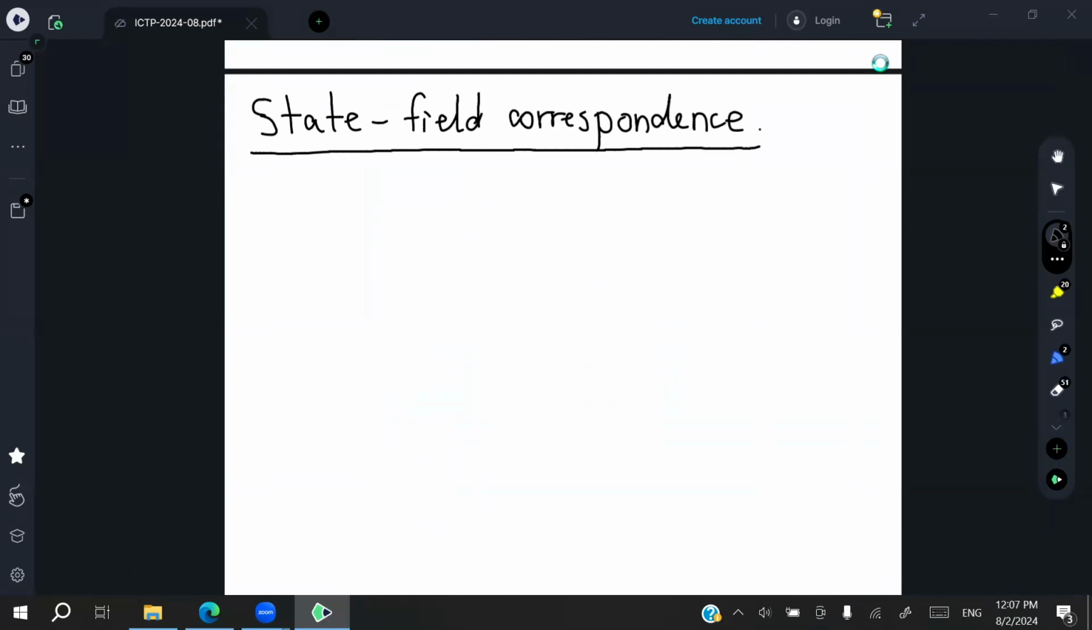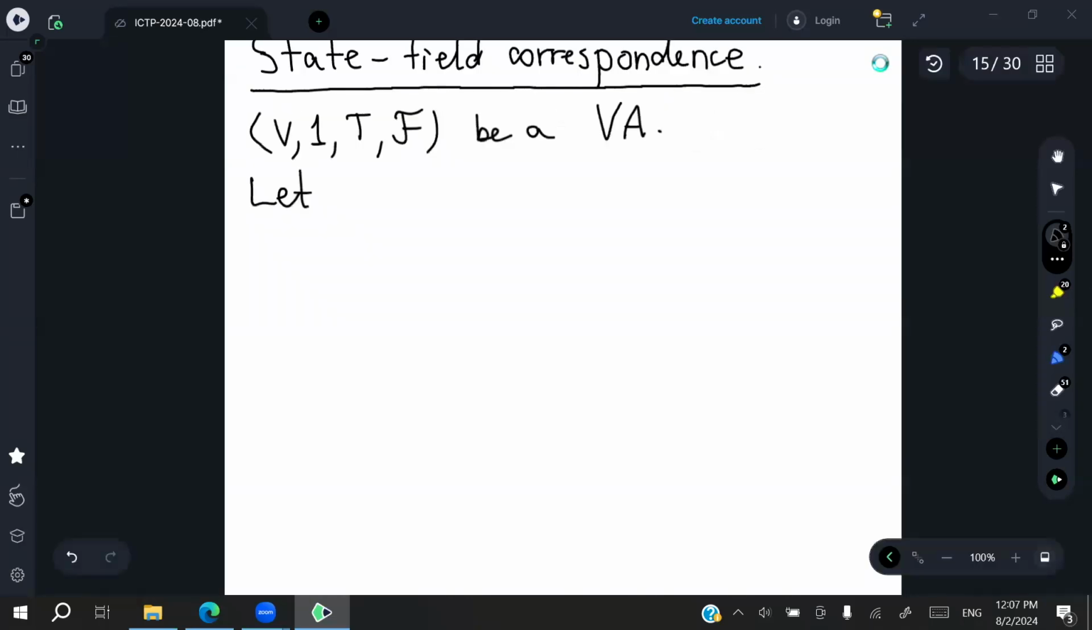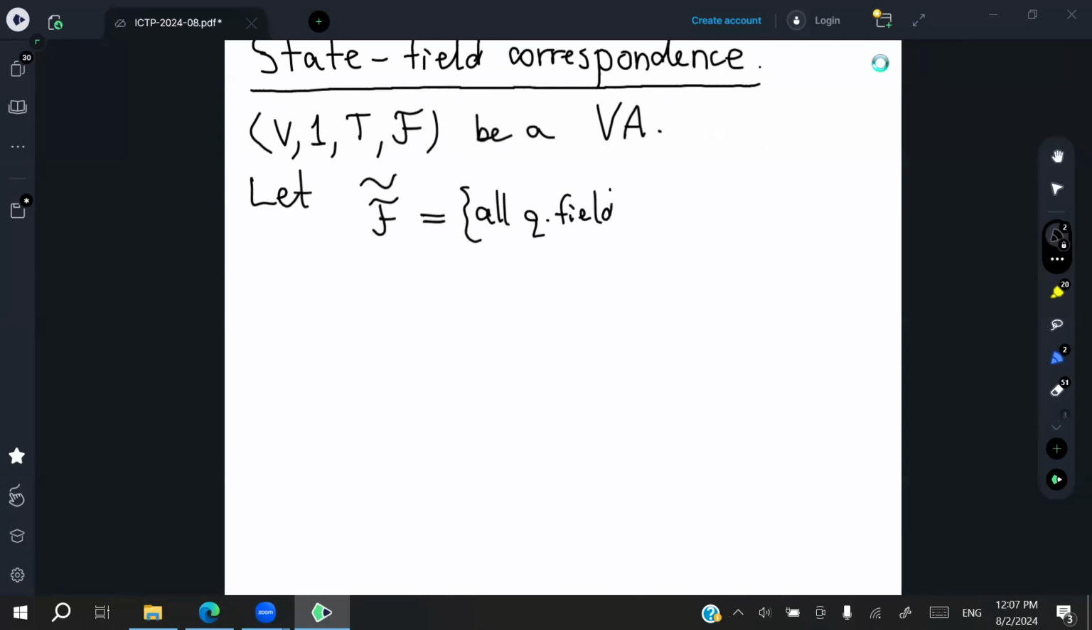So to explain it, let me introduce some notions. Let (V, 1, T, F) be a vertex algebra. I'm going to define F tilde to be all quantum fields A(Z) such that T applied to A(Z) equals its derivative.